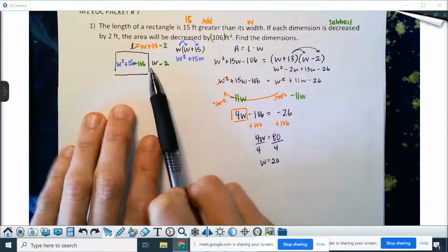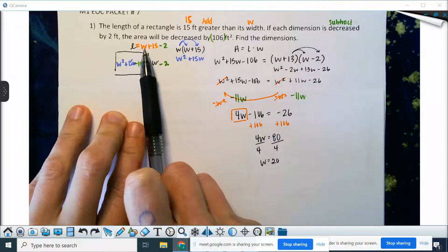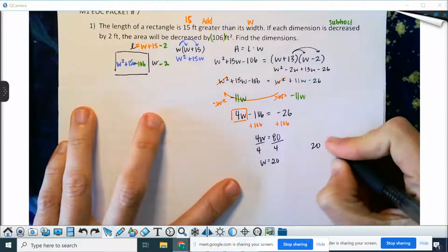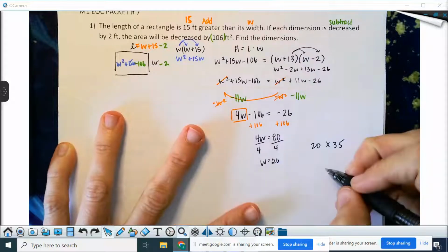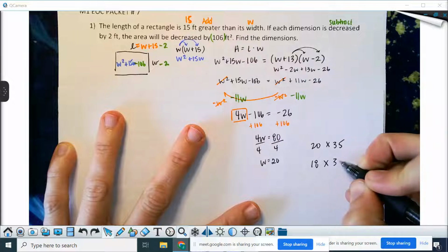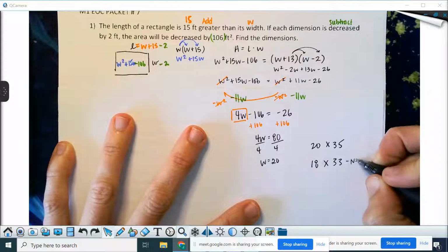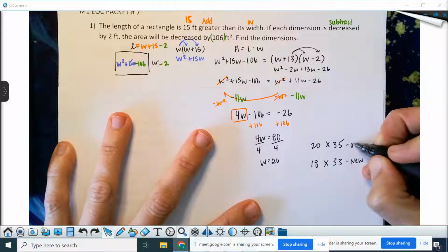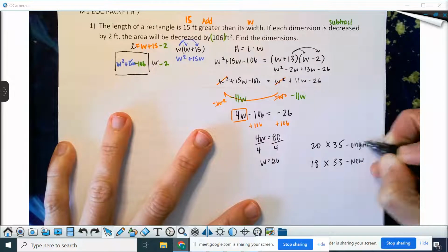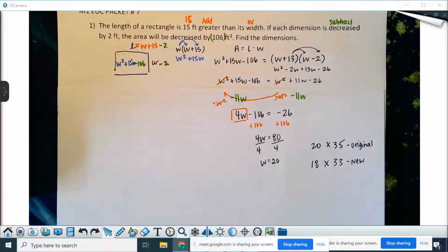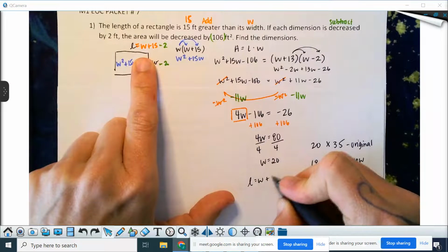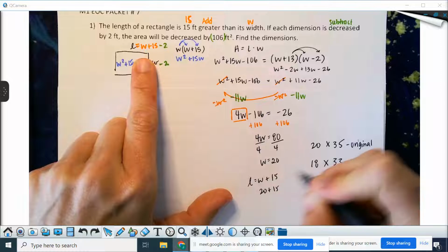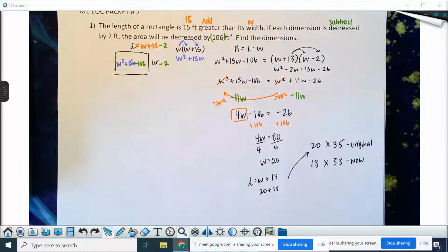And if the width is 20, the original rectangle would be 20 plus 15. So it was 20 by 35 for the original. And then the new one, after we made our changes, was 18 by 33. So after they reduced it by 2, I should have put OG, original. Okay, so the original versus your new. And hopefully we know the 35 is because we went up here with our width. So length is width plus 15. So that's 20 plus 15 is where that 35 came from. That was up there.